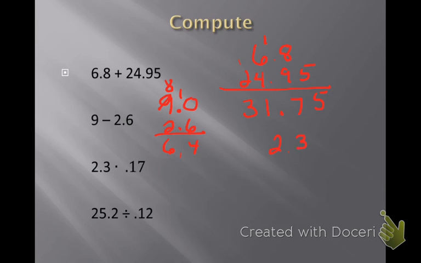When we multiply, we do not need to line up our decimal points. You can, but it really makes more work. So just think of this as 23 times 17.